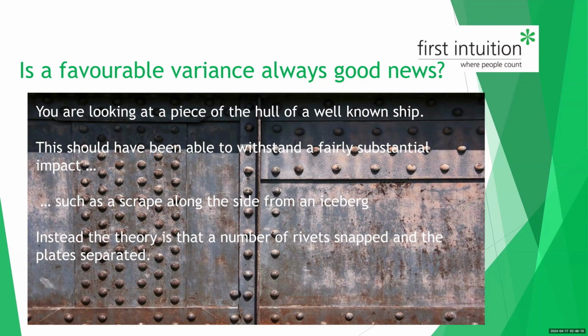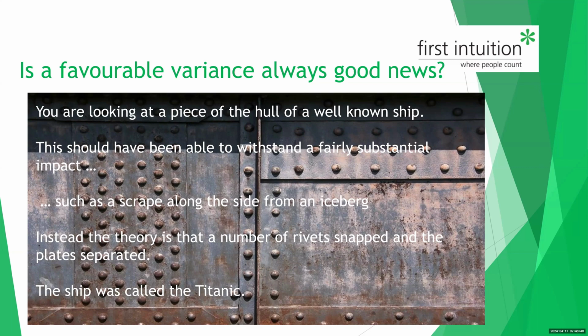Instead, engineers, many years later, over 100 years ago now, theory is that a number of rivets snapped that should have held. The plates separated, and if the side of a ship of steel plates separates, that lets in a lot of water. And the ship was called the Titanic. And that is currently the number one theory as to why the Titanic did not survive the impact of the iceberg.